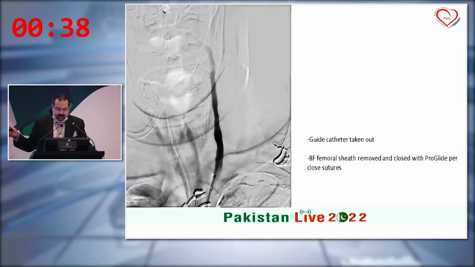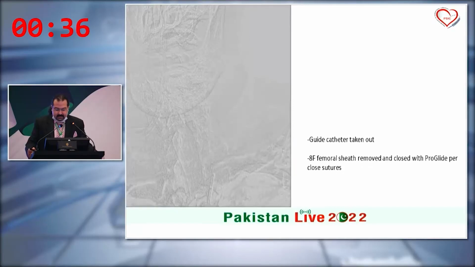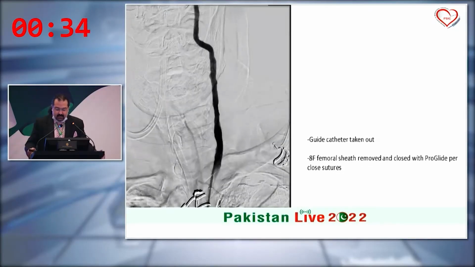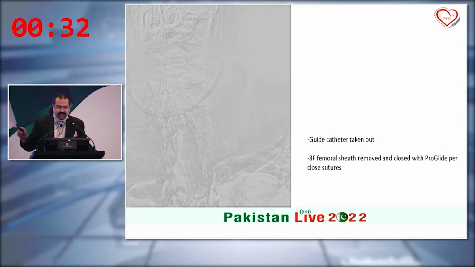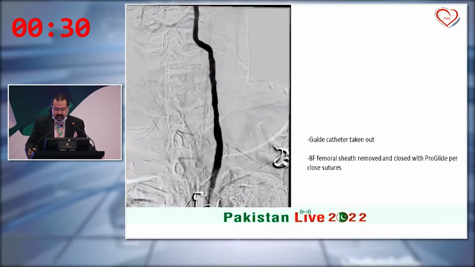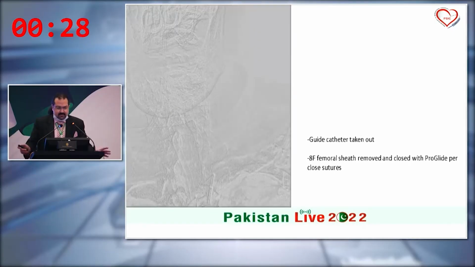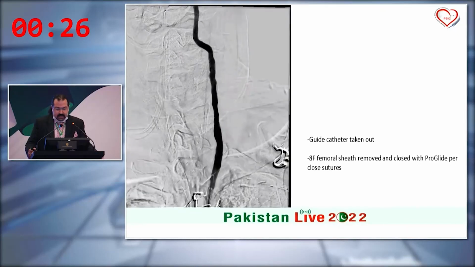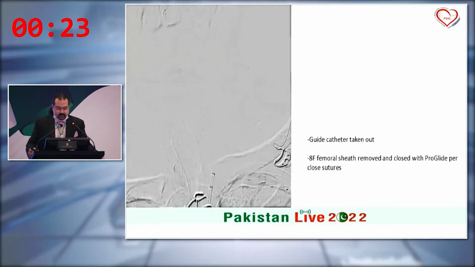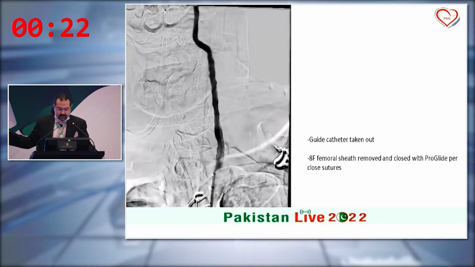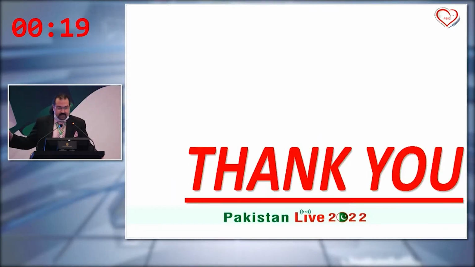We deflated the tip balloon of the guiding catheter, and the catheter was taken out. We have removed the 8 French sheath, and in this case particularly, we have closed the artery with a Perclose device, but this is something we don't do routinely, and we have called it a successful stroke intervention. With this, I thank you very much for your attention, and the case is for the panel for discussion. Thank you.